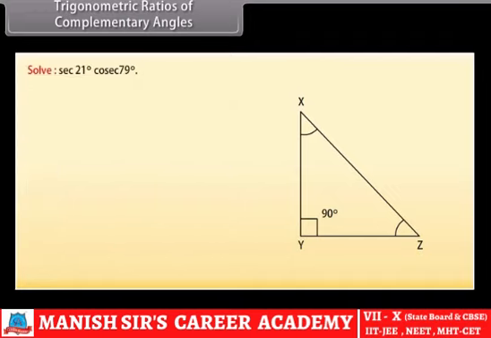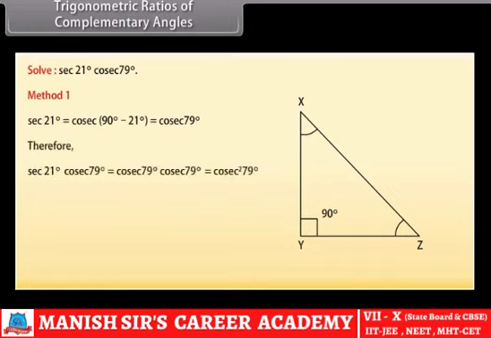Solve sec 21 degree cosec 79 degree. Sec 21 degree is equal to cosec of 90 degree minus 21 degree equals cosec 79 degree. Therefore, sec 21 degree cosec 79 degree is equal to cosec 79 degree cosec 79 degree, which equals cosec square 79 degree. Let us solve the same question in a different way.